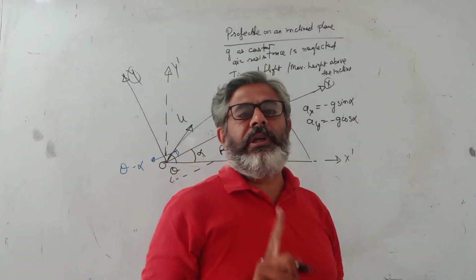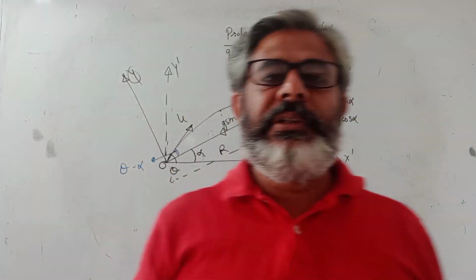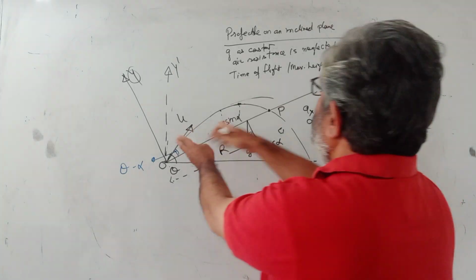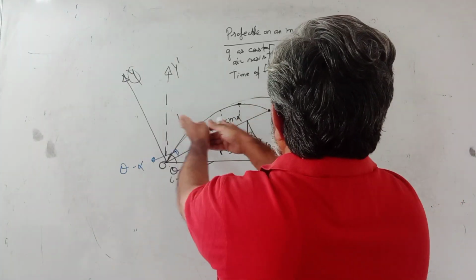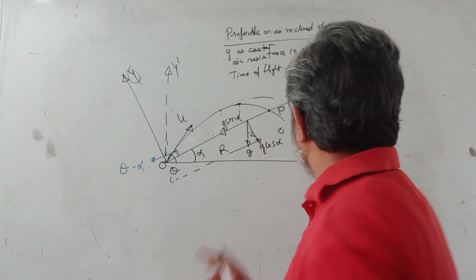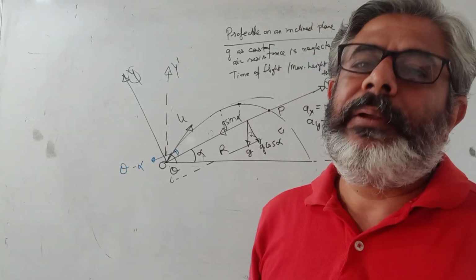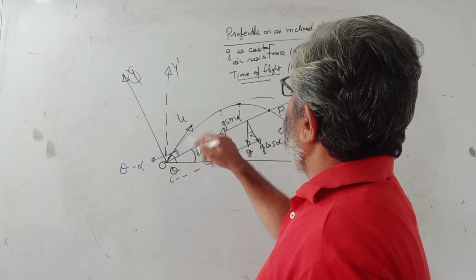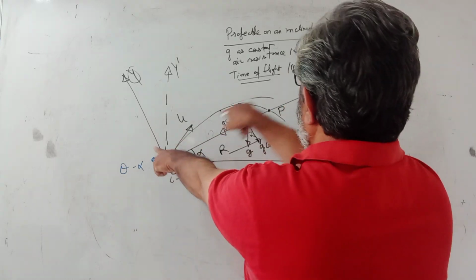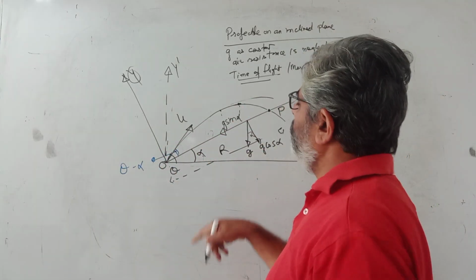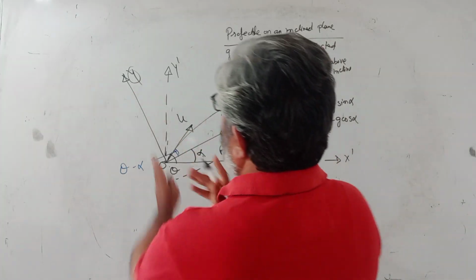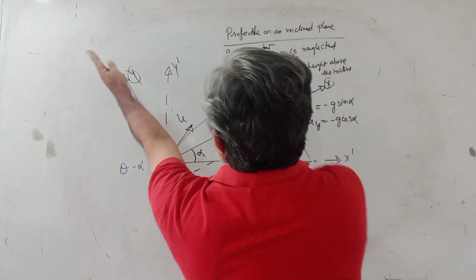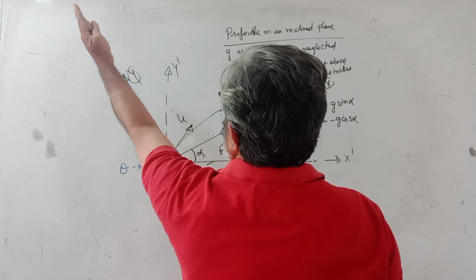Now in a normal projectile ax is 0. That's what I said, this is uniform motion. But here, in both these directions, uniform motion is not there because there is ax and ay. Now suppose I want to calculate the time of flight. Normally when you calculate the time of flight, you say sy is 0. Here also sy is 0, but the y axis is not this but this. This I have named as y dash and x dash.